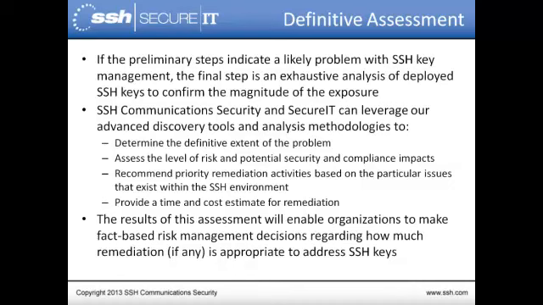Now, SSH Communication Security has a nice set of tools, and at SecureIT, we specialize in security assessment and audit work. We have some analysis methodologies that can help determine the definitive extent of the problem by looking at the security and compliance impacts, not in general, but for the particular issues that exist within the specific environment.